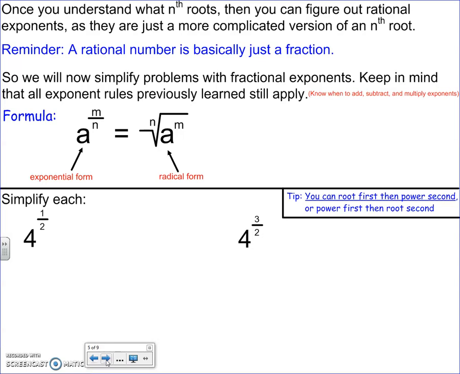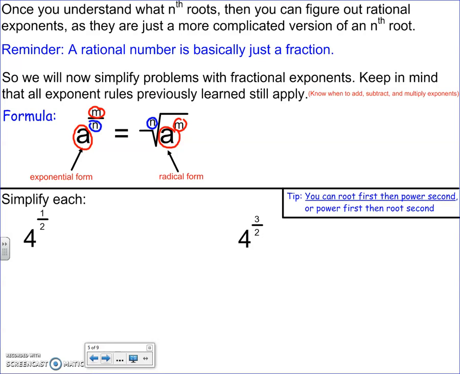Alright, so here's how I remember it. The base and the top of the fraction stay together. So a to m, a to m. The denominator, this n, is the index. It goes on the outside of the root sign. Exponential form is there's an exponent in the problem. Radical form is there's a radical, a root sign in the problem.